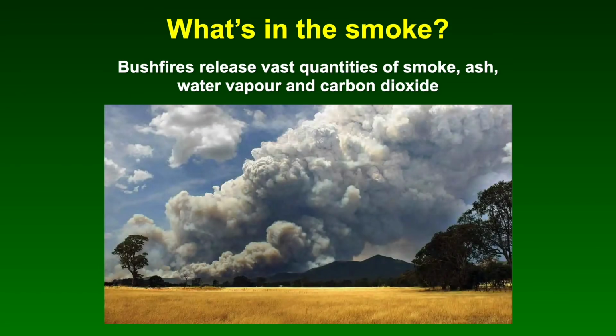The water vapour is produced by the heat of the fire, boiling off the moisture in the ground and in the plants. As it rises, the water vapour cools and condenses back to water droplets that combine with the CO2 to form carbonic acid, and this falls as acid rain.